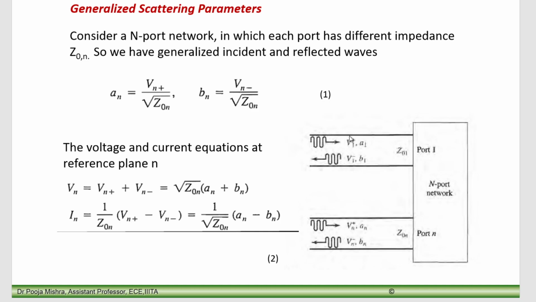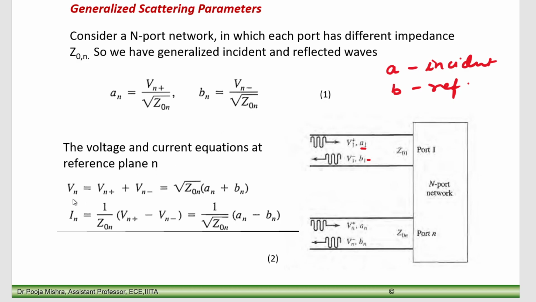We'll denote the incident wave as A and reflected wave as B. Incident as A and reflected as B. So this A is the incident wave, which is denoted by Vn plus divided by under root Zon, and the reflected wave is shown as Vn minus divided by under root Zon, where Zon is the characteristic impedance of nth port.